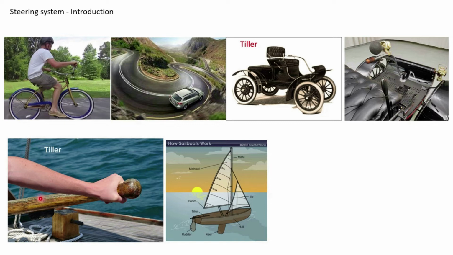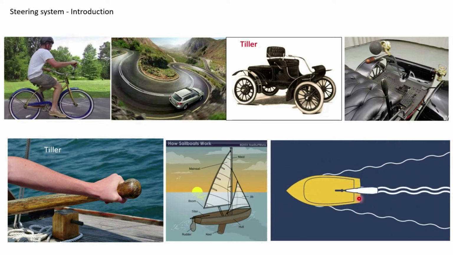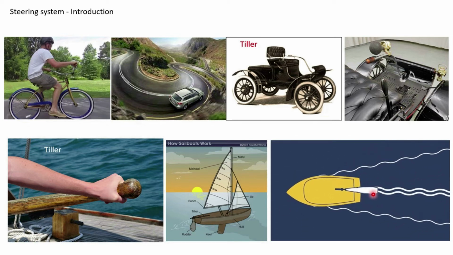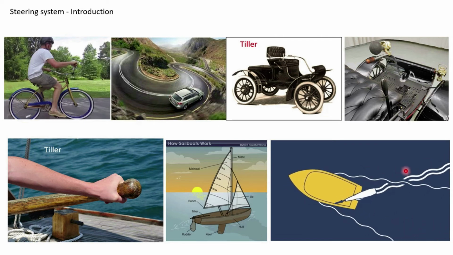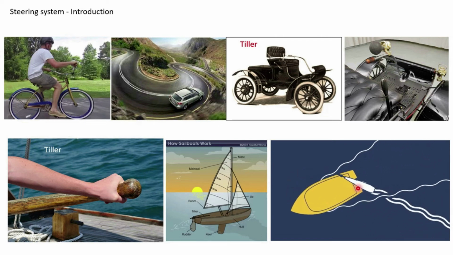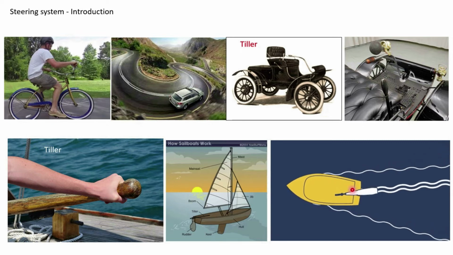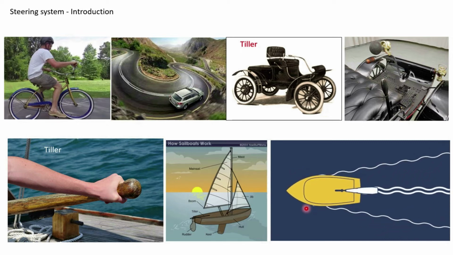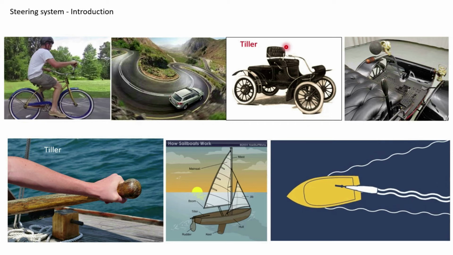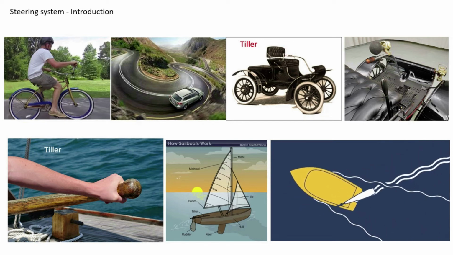This is the tiller, which is in the hand of a captain, and the other end of the tiller is connected to a rudder, which is used to change the direction of the flow of the water. You can see this animation. If you move this tiller, this is the rudder. The rudder changes the direction of the water, which makes the boat turn left or right. So this mechanism is the inspiration behind using the tiller mechanism in cars in the earlier days.